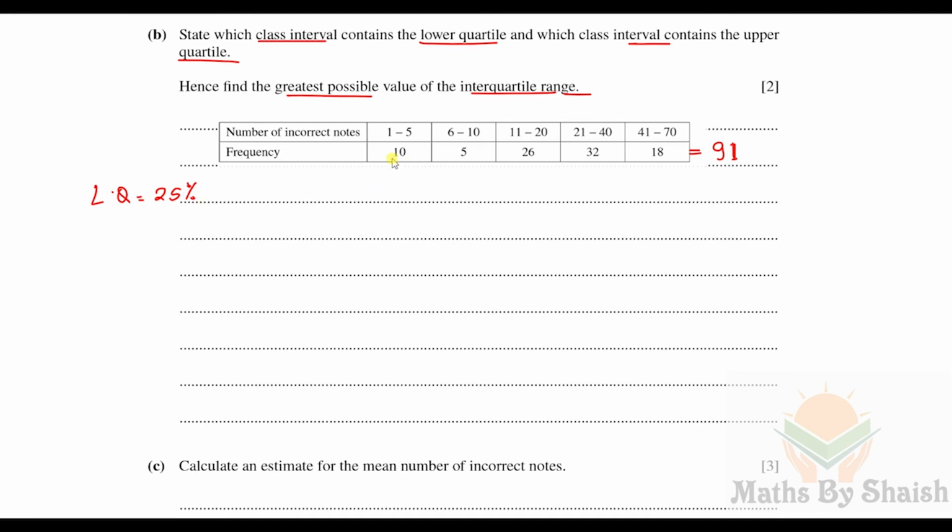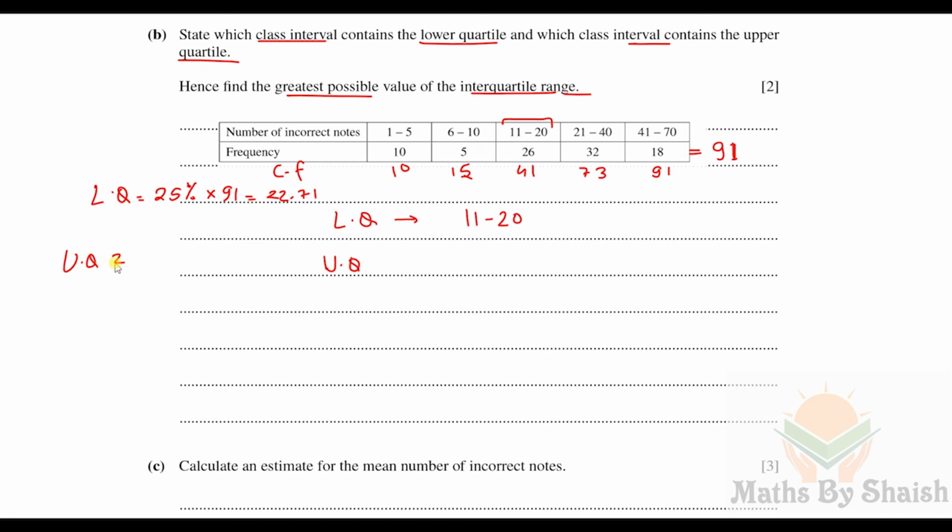Before that we can find the cumulative frequency so that we can get the value. It is 10 here, then 15, then 41, then 43 plus 30 is 73, and then here it is 91. So 22.75 will lie in this interval, because till 10 it is only 15. So 25% of 91, which is of course 22.75, will lie in this. So the lower quartile will be in the 11 to 20 class interval.